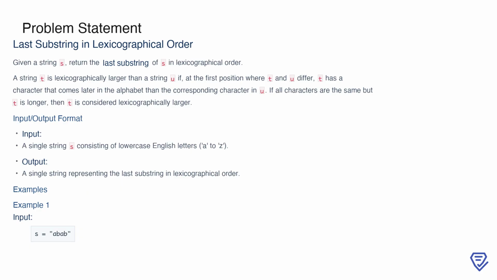The input to this problem is a single string S composed of lowercase English letters, and the output is the lexicographically largest substring of S. Let's look at some examples to better understand the problem.